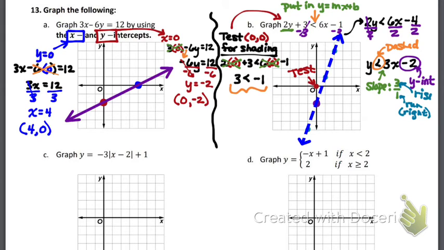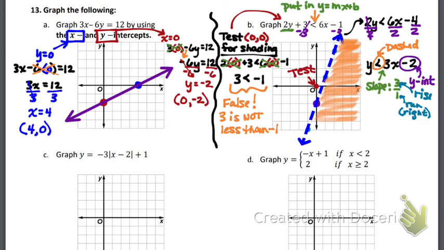Is the alligator eating the bigger number? No. This is false. 3 is not less than negative 1. So I am not going to shade the side of the line where my test point was. If I'm not shading that side, I have to shade which side? The other side, over here. When we get something that's false, we do not shade our test point.